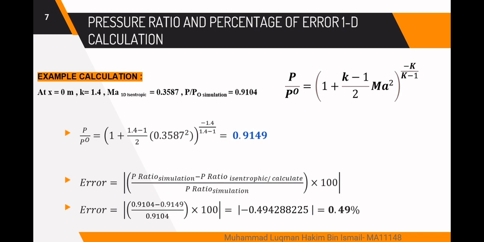And then for the error, we just take the pressure ratio simulation minus the pressure ratio isentropic or calculated, divide by the pressure ratio simulation, and times by 100. We get, at point x equal to 0, the percentage of error is 0.49%.